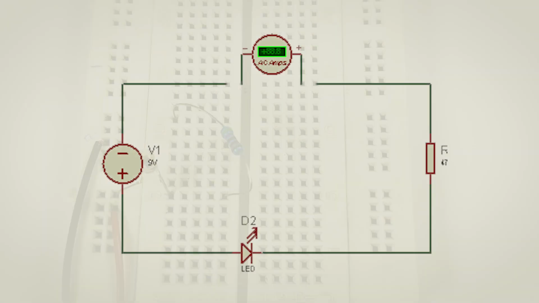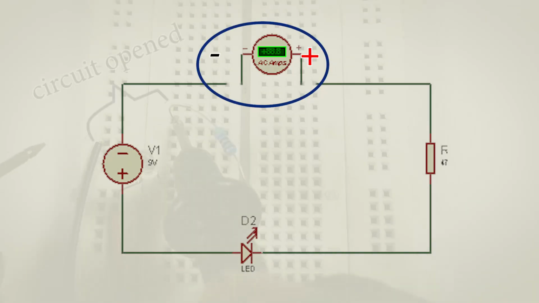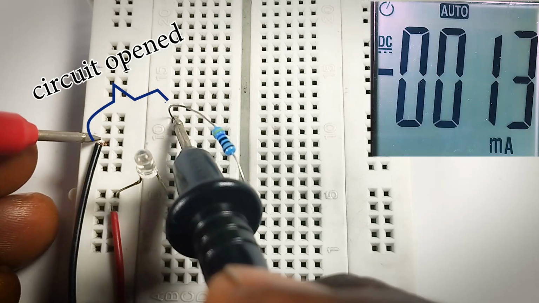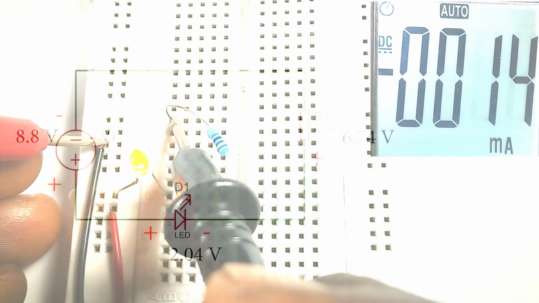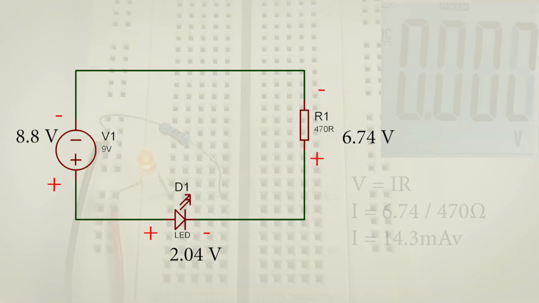To check the current flowing through the circuit, we have to open the circuit and connect our multimeter in series to the circuit, positive to positive, negative to negative. In our case, I placed it in reverse again, so the current reading will be accurate but reversed. So we have approximately a negative 14 milliamps reading. From Ohm's law, our 470 ohm resistor, which has approximately 6.8 volts across it, should pass approximately 14 milliamps.